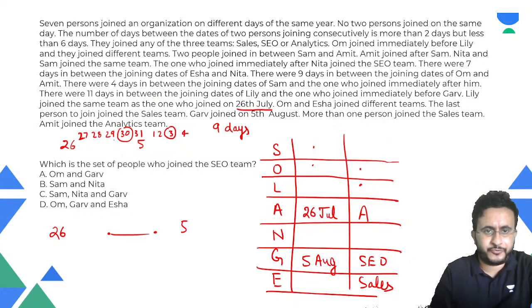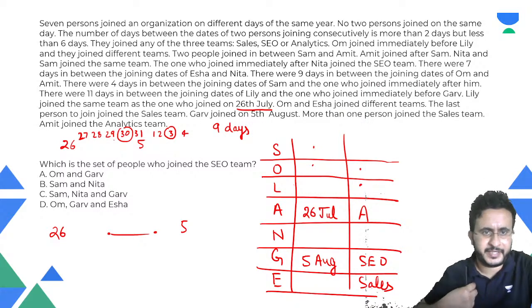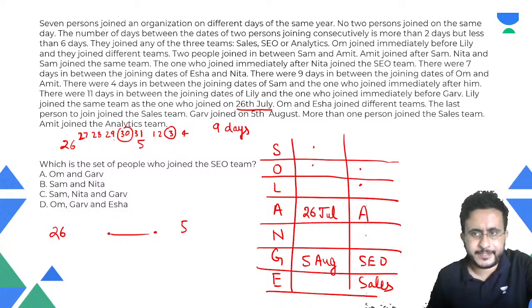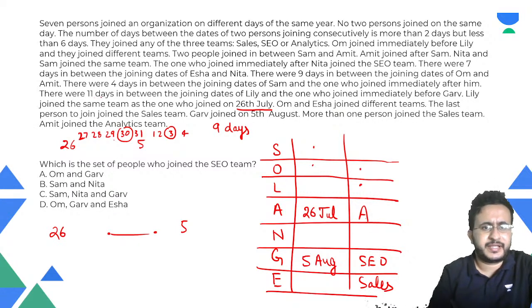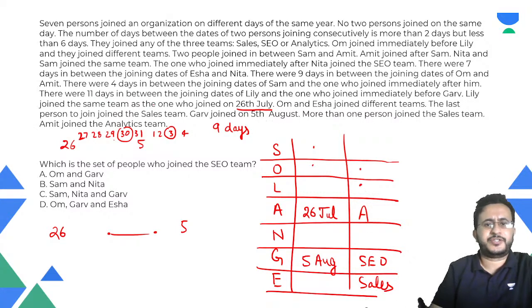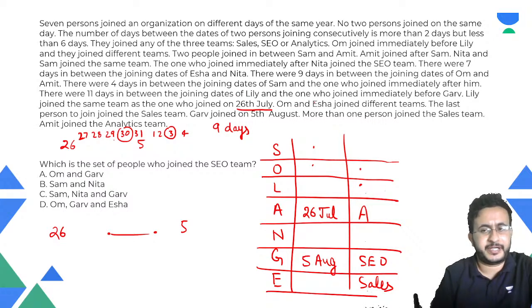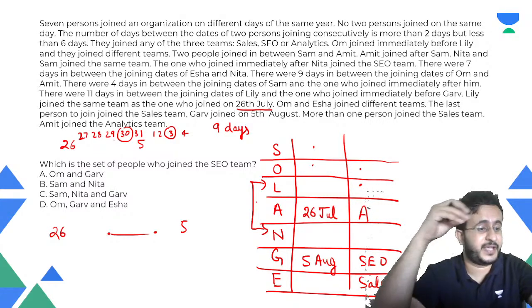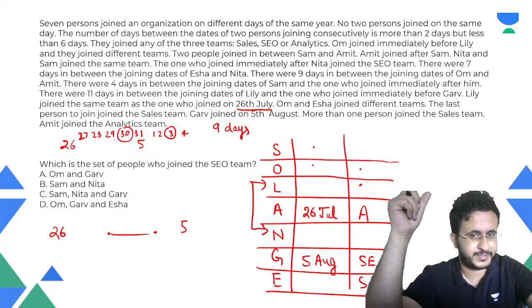अभी यहाँ पे कुछ दिया है 4 days in between the joining date of Sam and the one who joined immediately after him. Okay, so Sam की अभी डेट नहीं पता है. ठीक है, and now there is 11 days in between joining dates of Lily and the one who joined immediately before Garv. ठीक है, Lily और immediately before Garv ये है. ठीक है, now these people have gap of 11 days in between them, right?